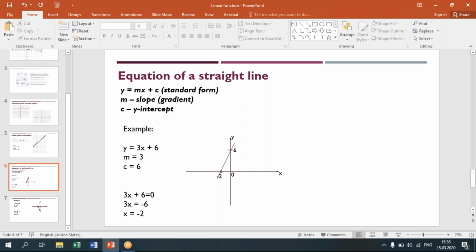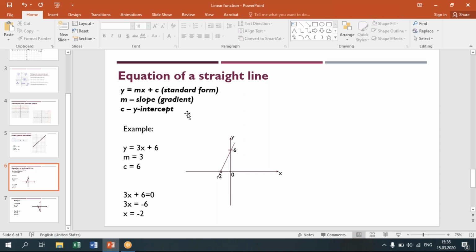What we have to know. The standard form for the linear function, for the straight line, is y equal to mx plus c. What is m and what is c? M is slope, or you can say gradient. Actually, it's the same thing, but you have to know both of them. And c is the y-intercept. What does it mean, y-intercept? It means this point, which you always have to show on the y-axis. It is the intersection point with the y-axis.